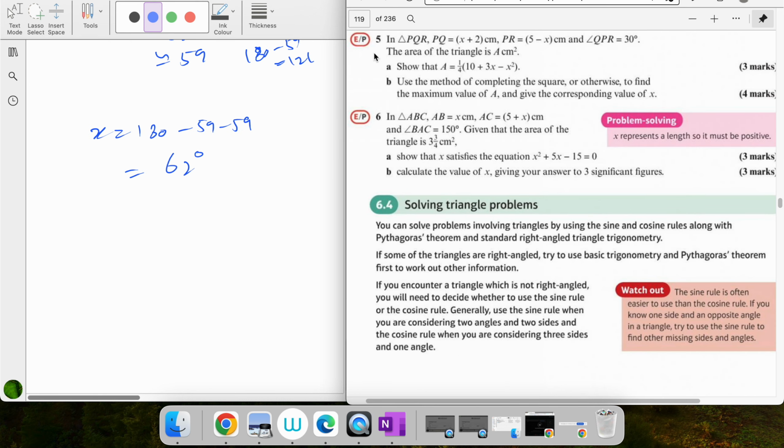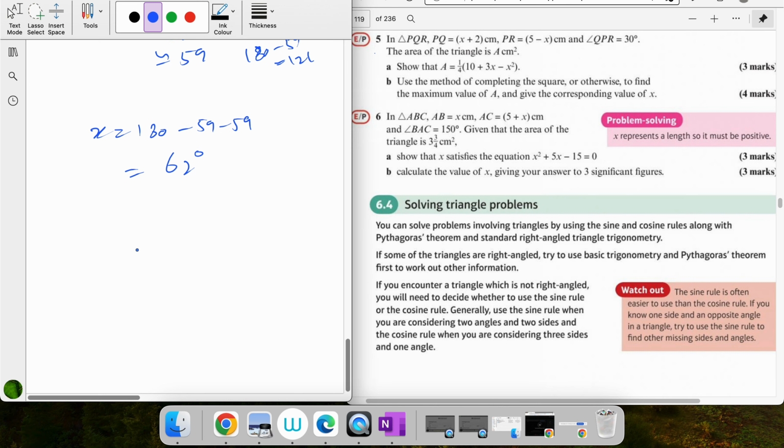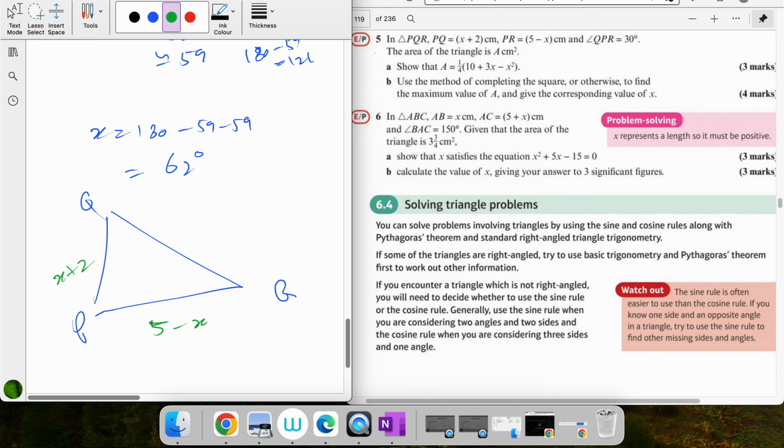Question number 5. In triangle PQR, PQ is this, PR is this, and angle QPR is this. The area of the triangle is A. Show that the area is this. So let's make a quick sketch. PQR. PQ is x plus 2. PR is 5 minus x. And QPR is 30. Area of the triangle is capital A.